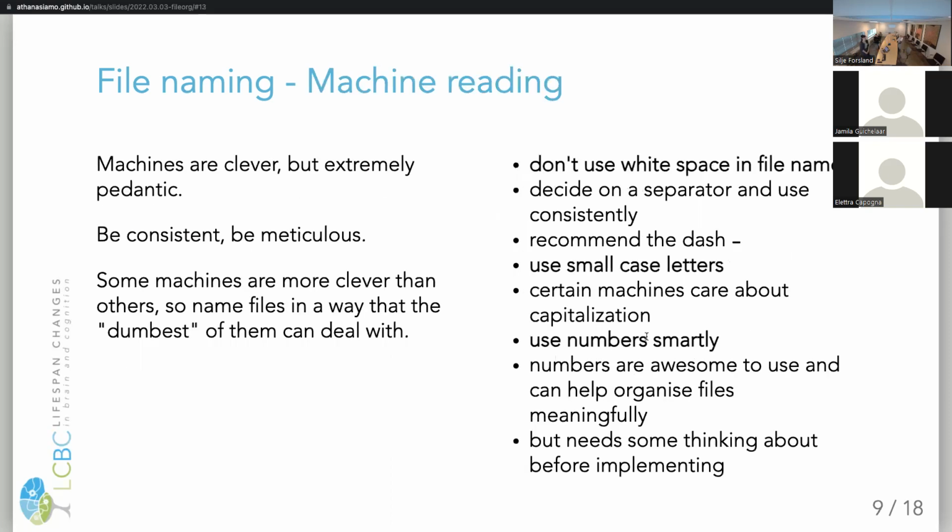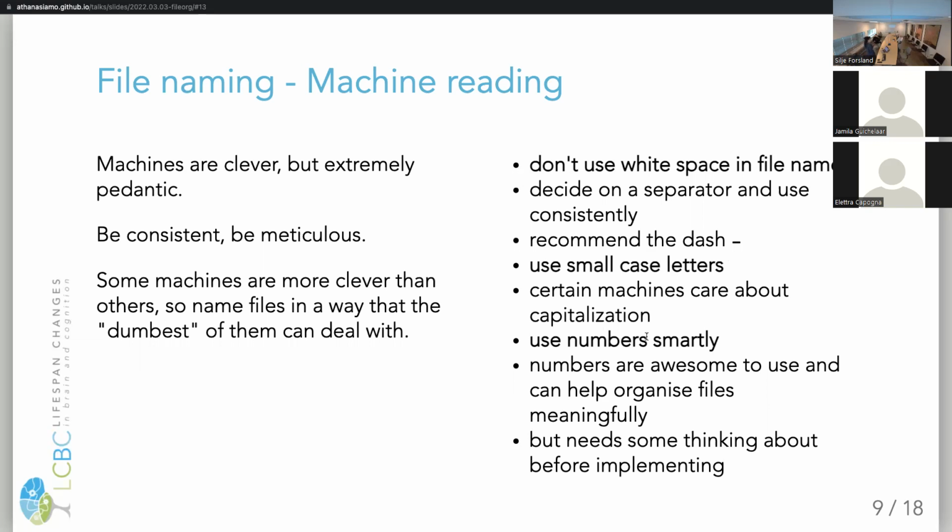But anyway, when we're talking about machine reading, we have to remember that machines are extremely pedantic. They don't automatically understand that when you wrote the file name with a capital M, and then wanted to access the file from a computer and wrote it with a small m, that this is the same file. Any human would easily understand that this is the same file, but computers are like, no, this is not the same file. One has a capital M and the other has a small m, and that is different. So be consistent and be meticulous, both when you're naming and when you're trying to access the files.